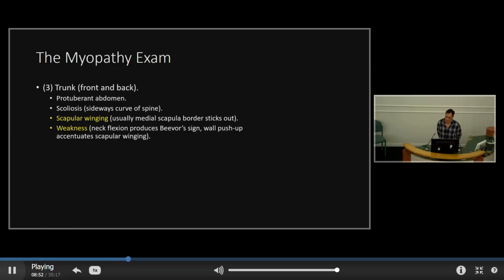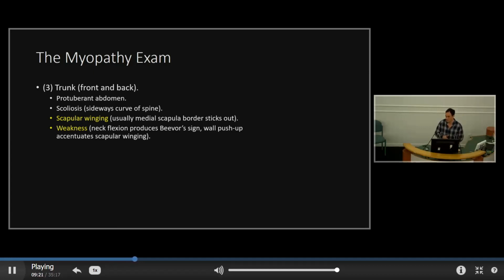Scapular winging, outlined in yellow, a very important sign not to miss. And usually the medial border of one of the scapulae or both of them sticks out. And of course, there will be weakness. So there's one sign called Beevor's sign. If you ask them to lie in a bed and put their chin on their chest, then you see their belly button potentially move right up towards their chin. And that indicates that there's abdominal weakness. And often the lower abdominal muscles are afflicted more than the upper abdominal muscles.